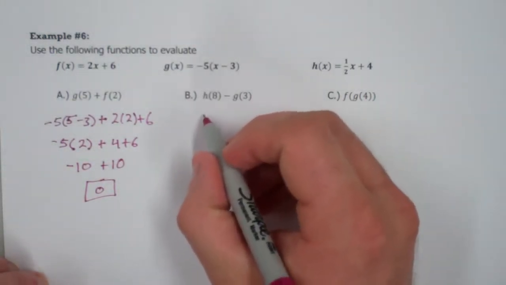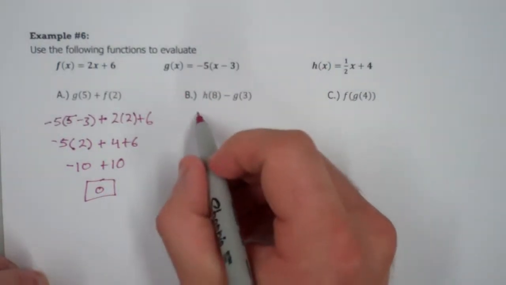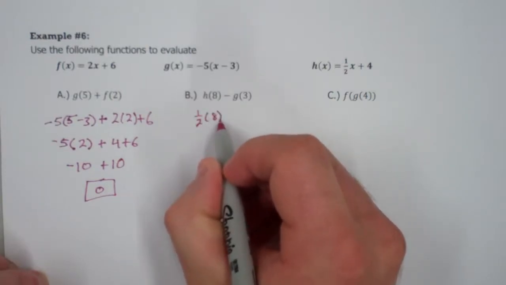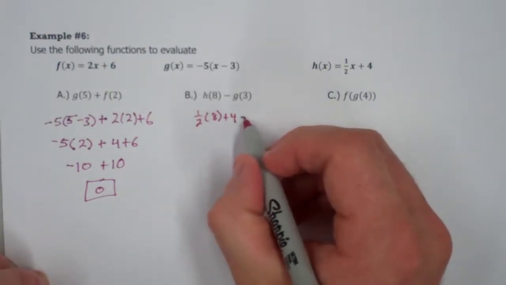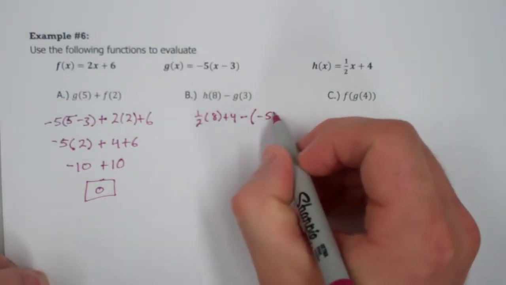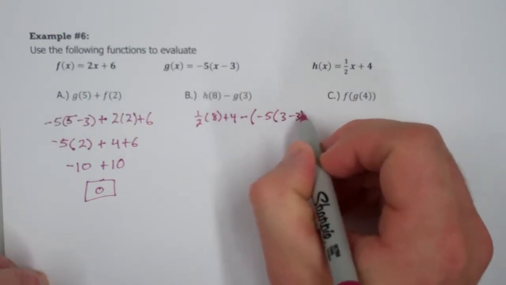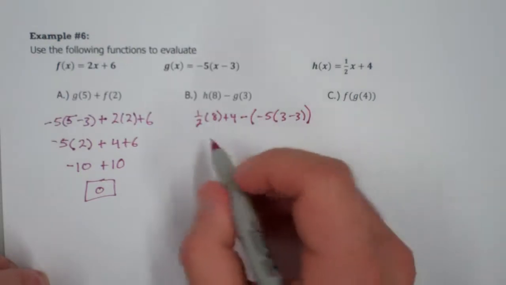h of 8, let's try this. So h of 8 is going to be this function. It's going to be 1/2 times 8 plus 4. And when there's a minus sign here, you definitely need to use your parentheses. So now we're going to do g at 3. That's negative 5 times 3 minus 3. Remember, 3 here goes in for the x.